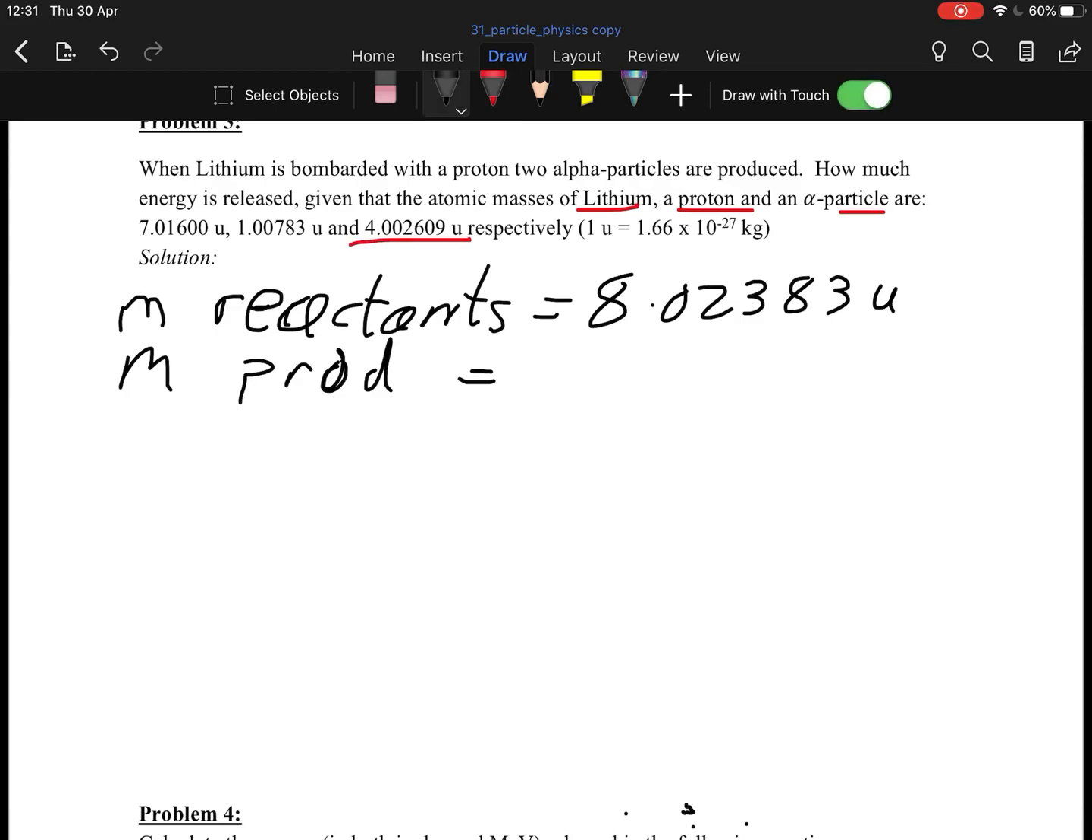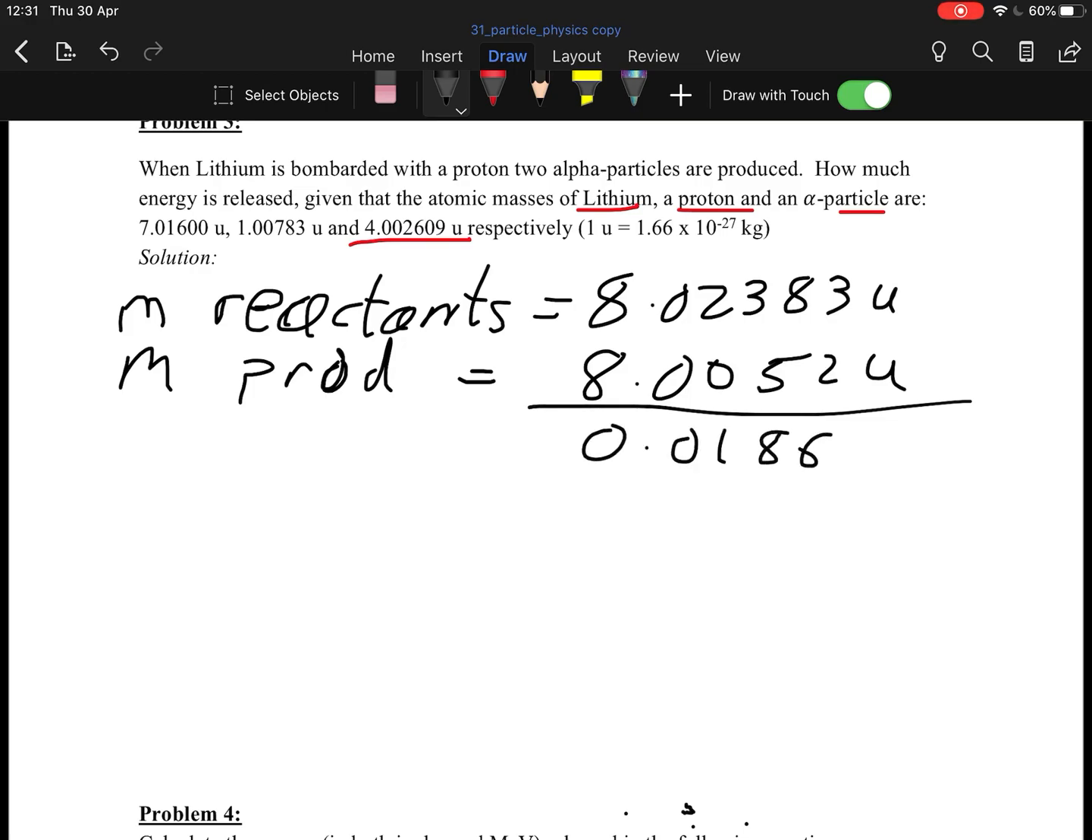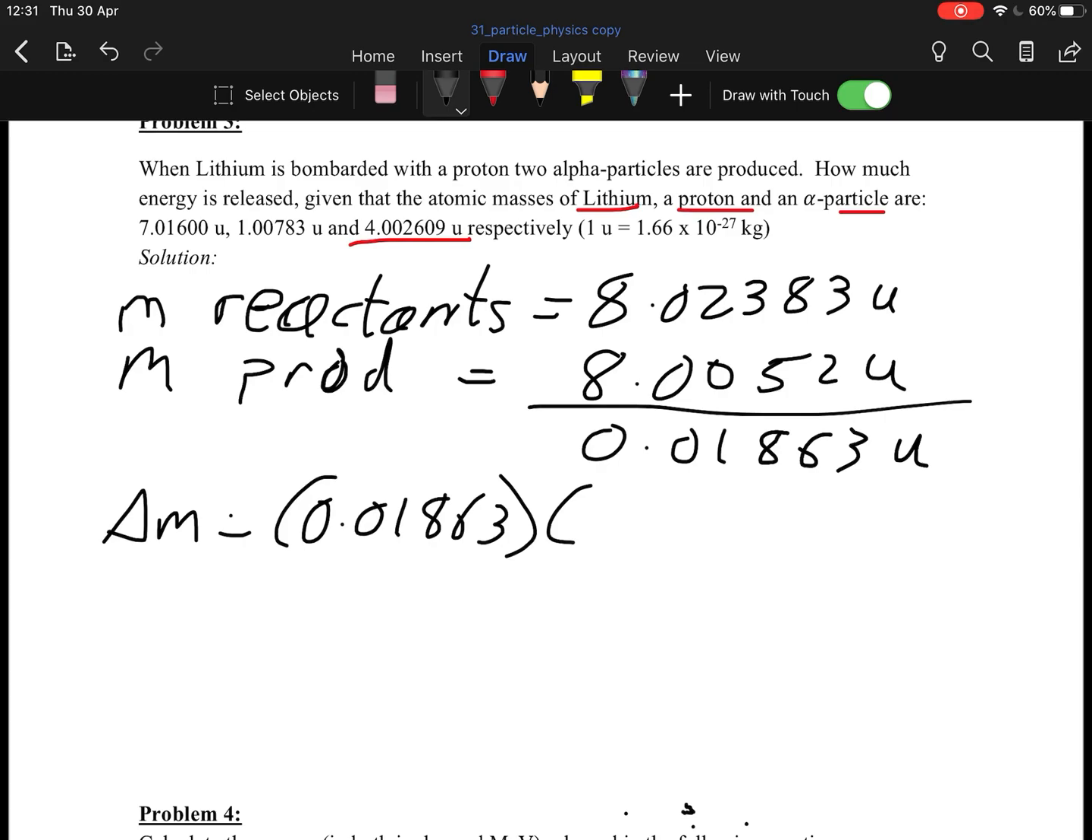So the mass of the products then is this times 2, because there's 2 of them, don't forget that, which is 8.0052 U, and that gives me a value of 0.01863 U. So obviously the mass is lower, so energy is emitted. Now I convert this to kgs, so the change in mass is 0.01863 times the U value, again it's in the log tables, 1.66 by 10 to the minus 27.